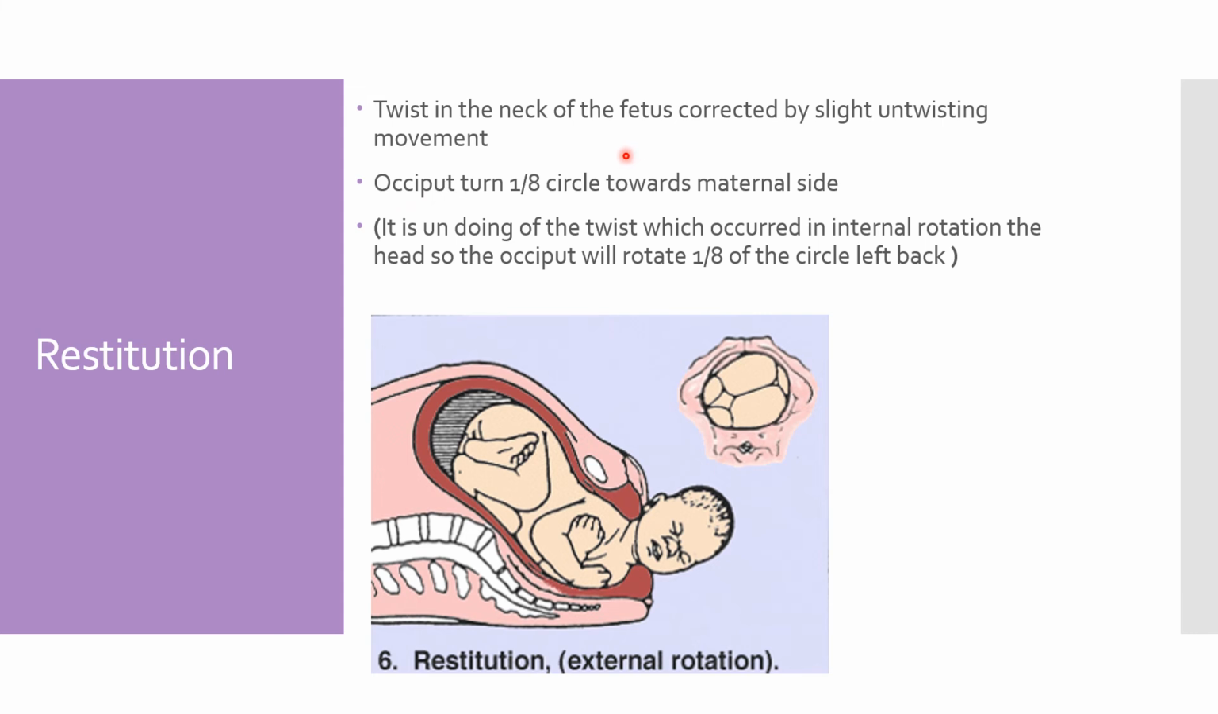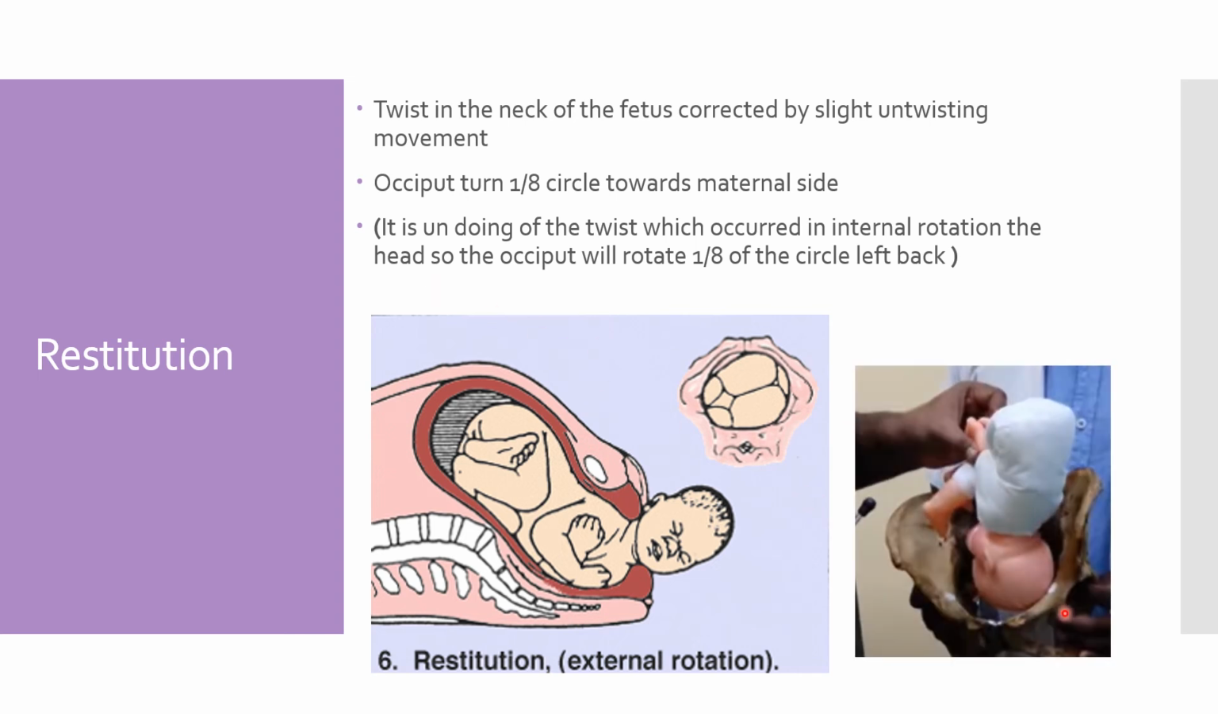That twist has to be released by the occiput rotating a further 1/8 of the circle toward the maternal side. Now the fetus's face is facing the right thigh of the mother, and the occiput is facing the left thigh of the mother. This is the twist that happened when the fetal head was rotating from the iliopubic eminence to the symphysis pubis. During that time a twist occurs in the fetal head, so that twist will be released by restitution.